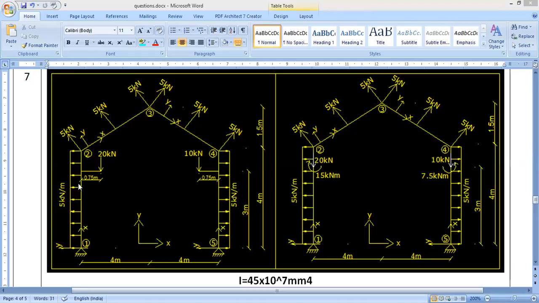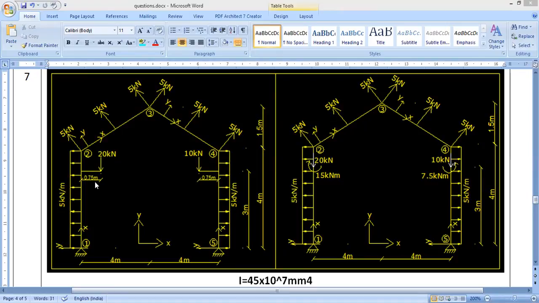And you can see here there is a UDL acting outward, and also here a UDL acting outward, or I can say that this UDL is acting in the negative direction of global x-axis, and this UDL is acting in the positive direction of global x-axis.